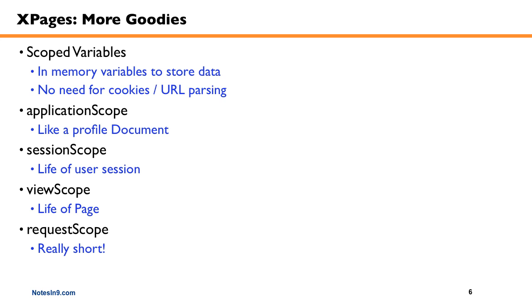So we got these four scopes. The first one is application scope, and this is available to every user. So you'd store things on it like you might use a profile document for. So maybe the name of the application, various lookup strings or whatnot, and then every person in the application can take advantage of it. The next popular one is session scope, and that's user specific, and it's the life of the user session. So as long as I'm navigating through my page and I don't time out or anything like that, whatever I put in session scope is going to be available to me.